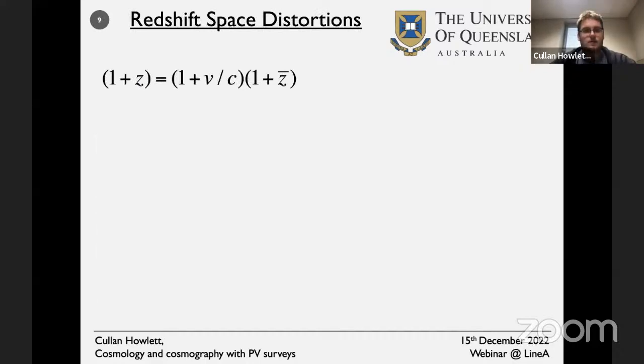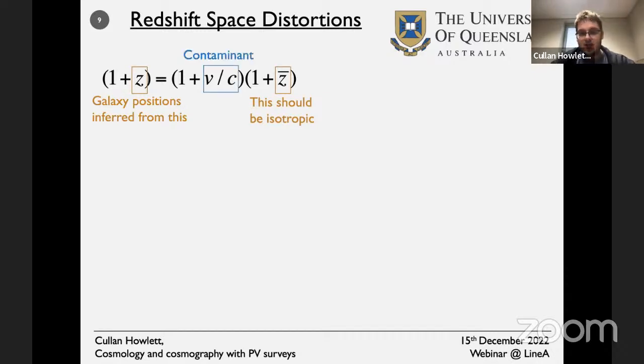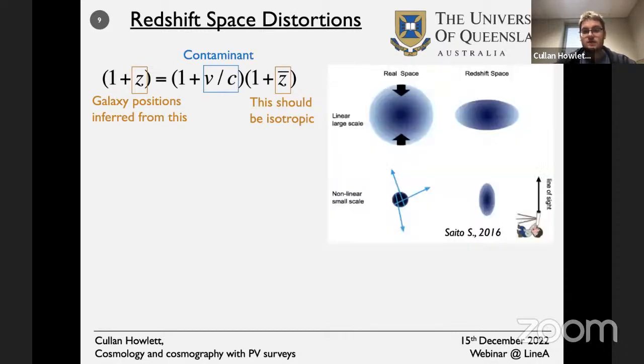Okay, so let's start with redshift space distortions. So showing this equation here again, the way redshift space distortions work is that we basically take this equation here and we assume that on the right-hand side, these cosmological redshifts should be isotropic. We basically assume that the expansion of the universe should not have any particular direction. And so that when we observe galaxy positions from the observed redshift on the left, the velocity here acts as a contaminant. But conveniently, that contaminant can also be used as a signal.